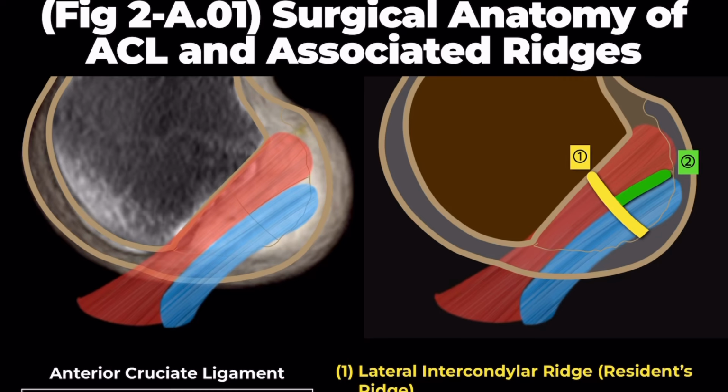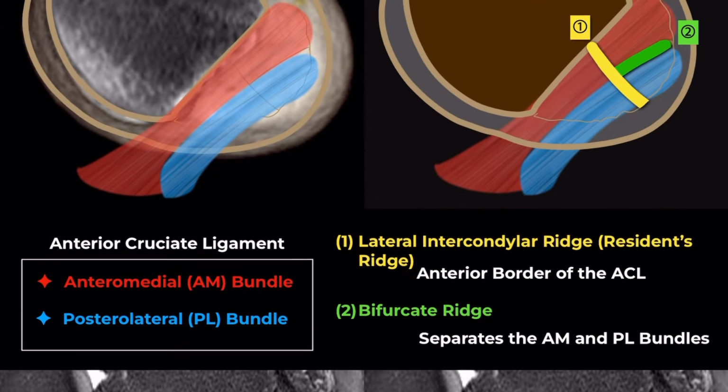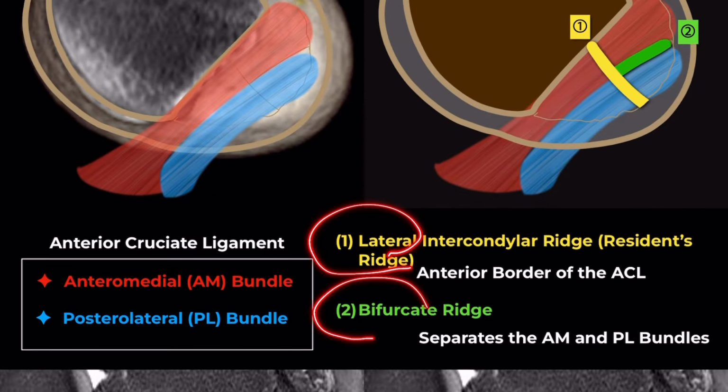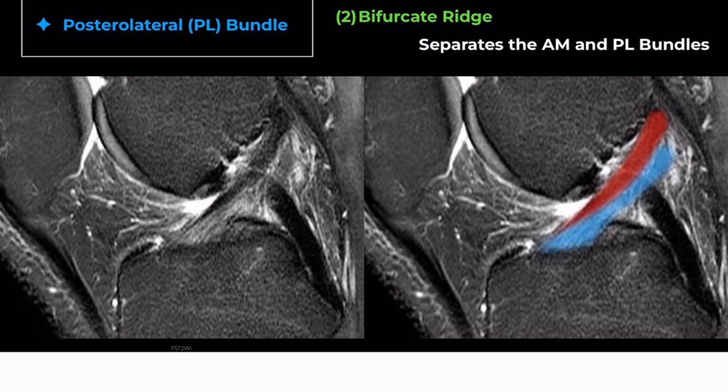Today, I will discuss the appearance of the ACL on sagittal MRI and bony landmarks, including the lateral intercondylar ridge and lateral bifurcate ridge. Let's discuss the appearance of the ACL on sagittal MRI.